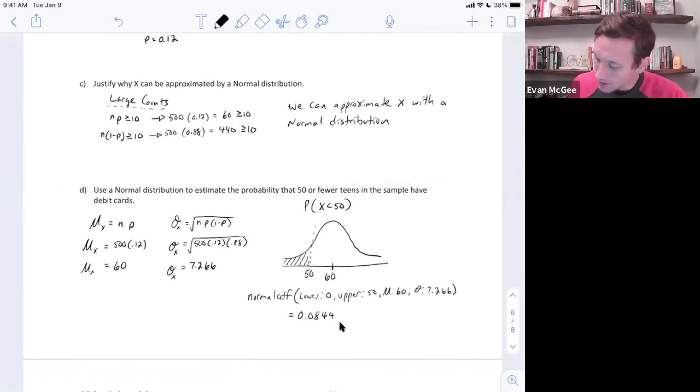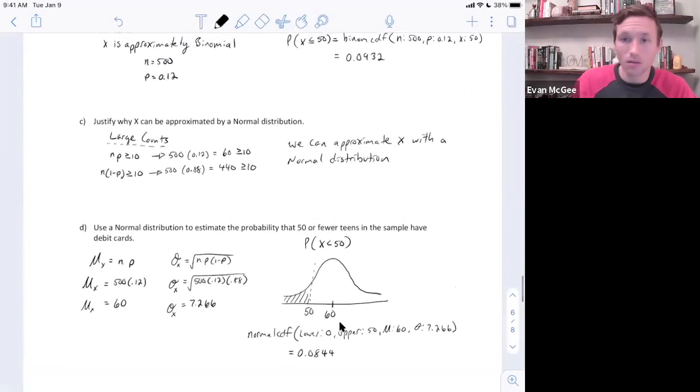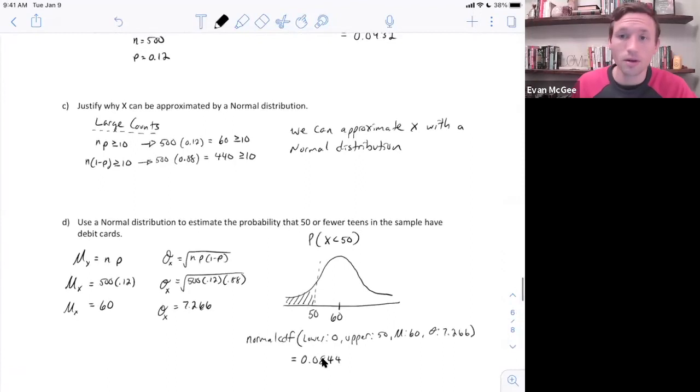So you can see it's not exactly the same as our binomial calculation, which gave us 0.0932. But it's an approximation. You can see that they're very similar, but not exactly the same. So you just have to remember, in order to do normal calculations, you have to make sure the large counts condition is met, so you can use a normal approximation, and you have to make sure the 10% condition is met in order to assume that the trials are approximately independent.